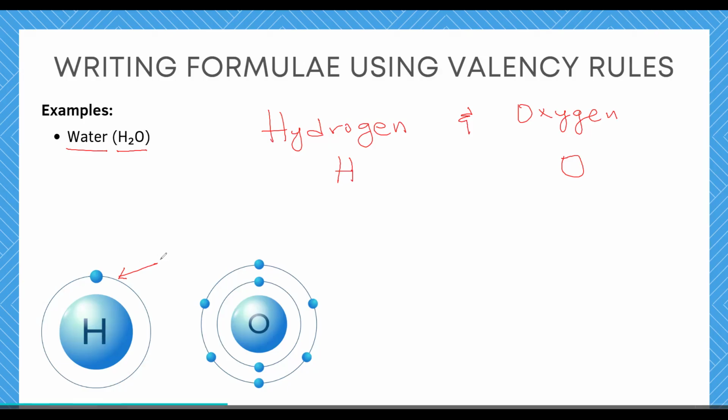How many electrons does it have? One. Good. How many electrons can it lose? Yes, one. Good. So it can lose one electron.